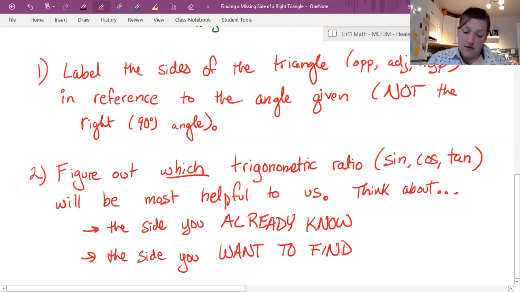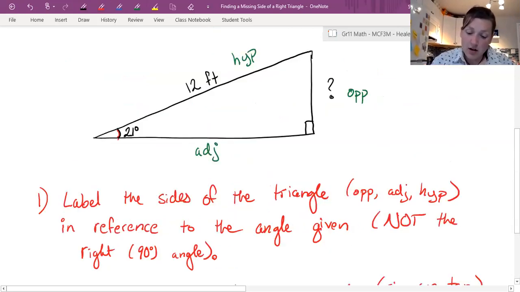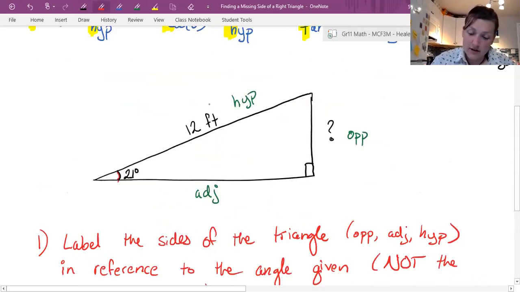So for this question, the side we already know is the hypotenuse. I gave you its length, and I asked you for this side. So you're looking for the opposite, and you have the hypotenuse.